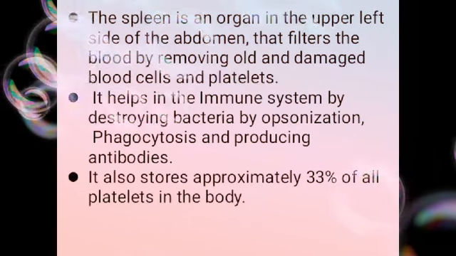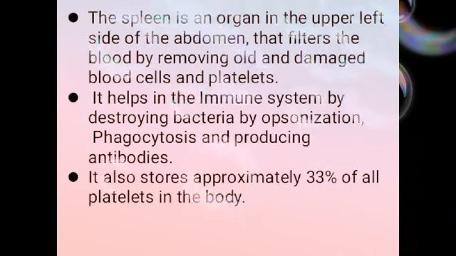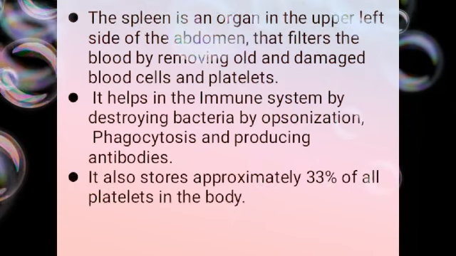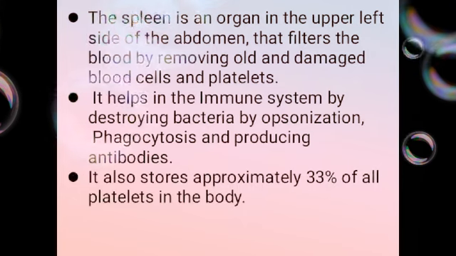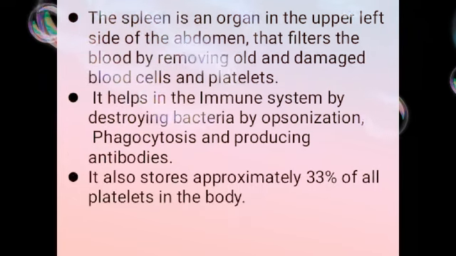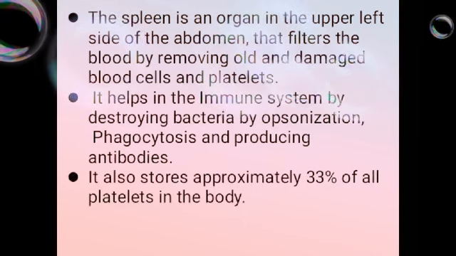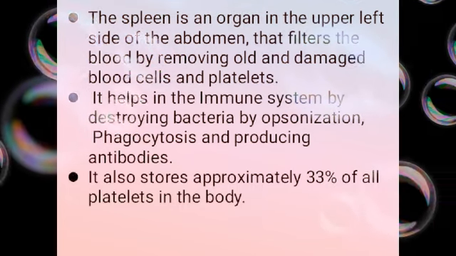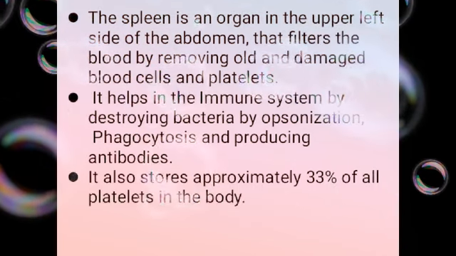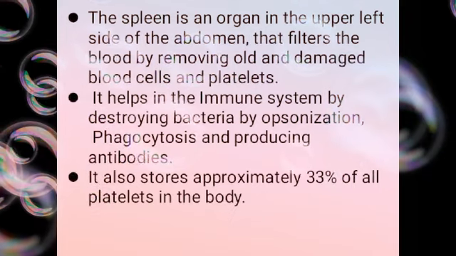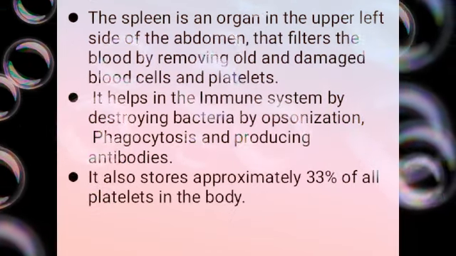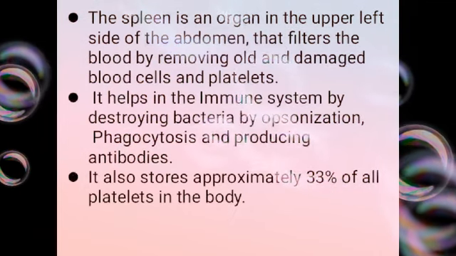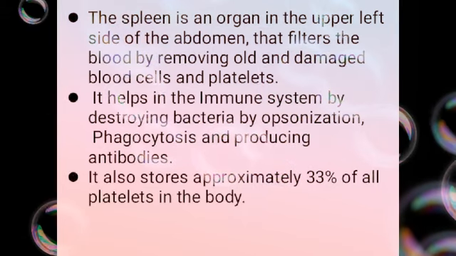The spleen helps in the immune system by destroying bacteria and by opsonization. When you say opsonization, you're talking about the process of opsonins. Opsonins are proteins found in the extracellular part of the body that bind to substances and induce phagocytosis so that all foreign invaders can be attacked by the body. So it helps in the immune system.